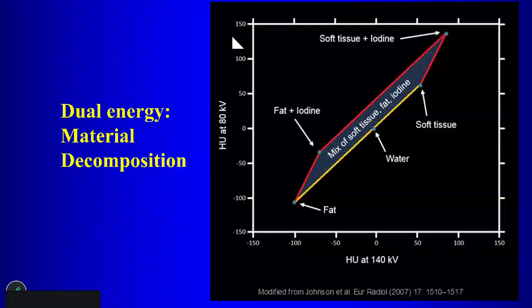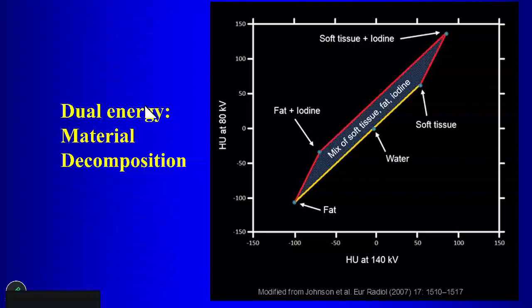Okay, so what the software will do is it will look at the attenuation of each pixel at low energy and at high energy, and then it will look to see how it changes. And depending on how it changes, the software can decide what is within that pixel. Is there iodine in that pixel? Is there calcium within that pixel? And that's called material decomposition.